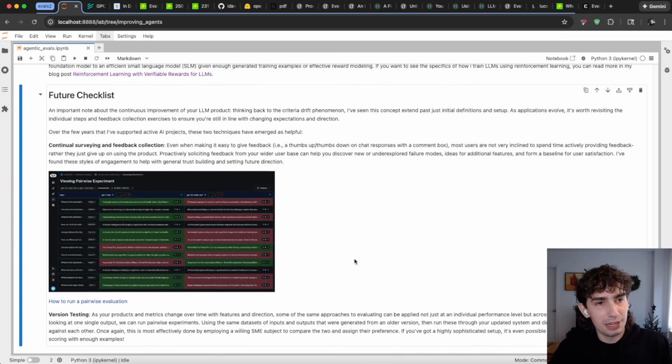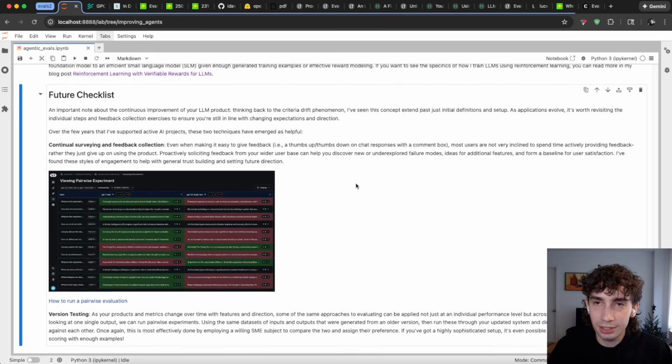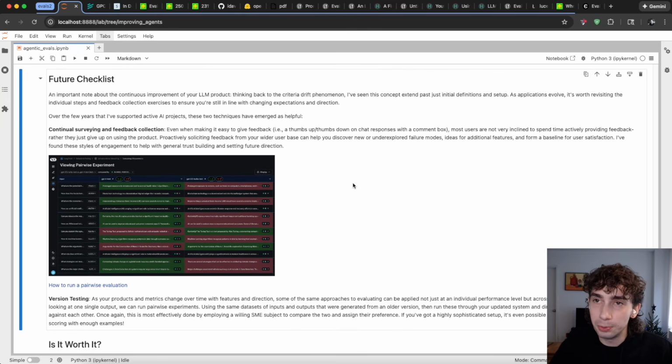But the big idea behind this future checklist, as I call it here, is to just continually do these exercises. It's not really a one and done kind of situation. You want to continually gather this feedback, run annotations, do surveying and testing to make sure that you're still in line, or maybe even address or redefine the different definitions of your evaluations, remove some if they've been saturated, or add in new ones as they may emerge.